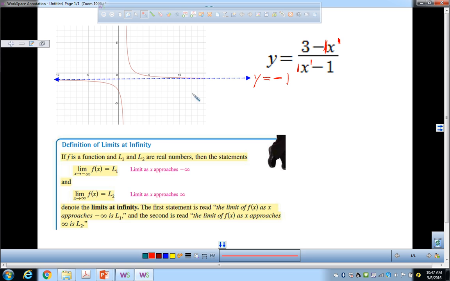So this is read, the limit of f of x as x goes to infinity is -1. The limit of f of x as x goes to negative infinity is also -1. So in this case, for this function, it'd be -1 in both cases. Or again, I'm going to give you a couple more examples.